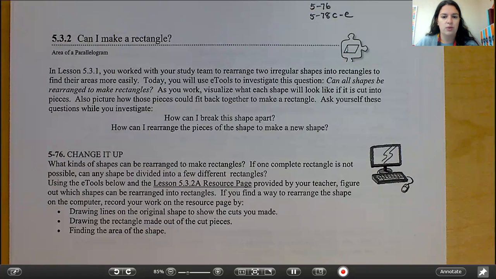As you work, visualize what each shape will look like if it's cut into pieces. Also picture how those pieces could fit back together to make a rectangle. Ask yourself these questions while you investigate. How can I break this shape apart? How can I rearrange the pieces of this shape to make a new shape?